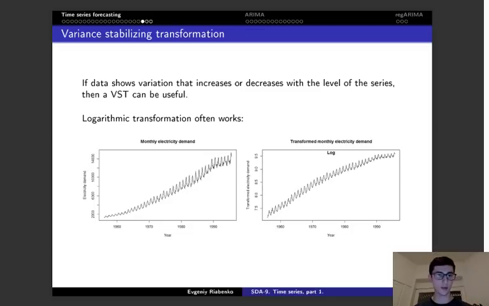So here to the left we see our original graph, and again it's monthly electricity consumption, and we see that the variance of these fluctuations increases over time, and we can introduce some simple transformations to actually make this variance of fluctuations a bit more uniform. A very simple thing to do will be just to take a logarithm of our original series, and now this variance will be more uniform.